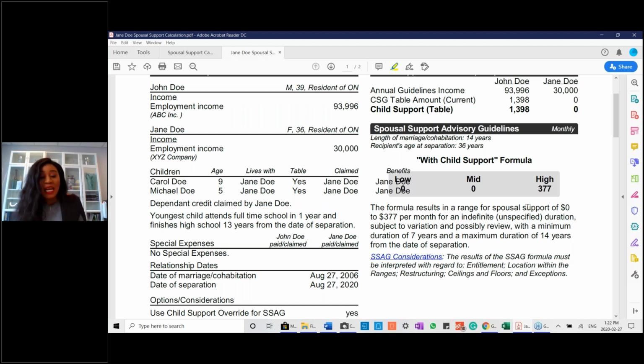What this means is that at this particular point in time, John doesn't have the ability to pay spousal support, but it doesn't take away Jane's entitlement. So what may happen is, because Carol and Michael are 4 years apart, maybe when John stops paying child support for Carol, there might be some ability for him to pay spousal support, or when child support ends for both children, there might be ability to pay spousal support there. So don't let that confuse you.